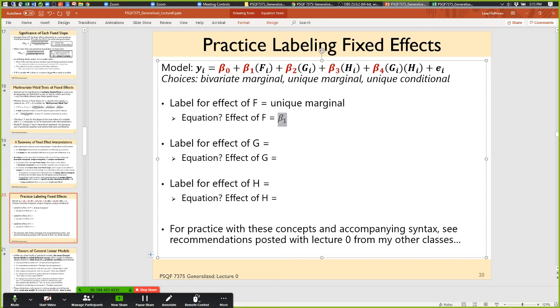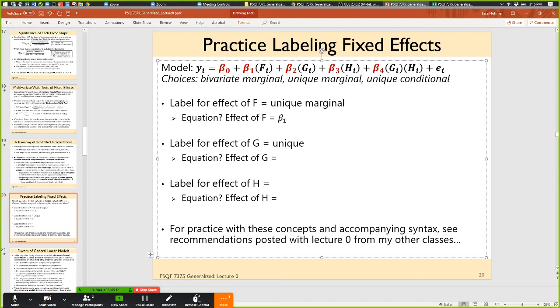So beta 1 is the effect of F, period. It's unique because it's the effect of F after controlling for G, H, and the interaction, but it's marginal for everyone. G, which is this. Oh, we got disagreement here. I heard unique. That's true.